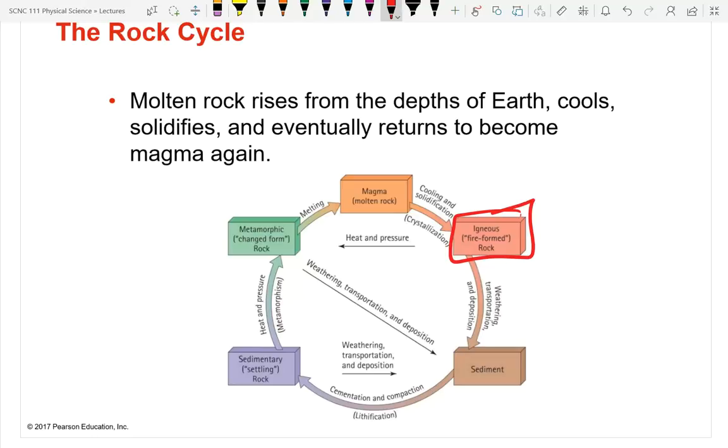Then transportation. On Earth, that transportation is often going to be either water-induced or air-induced. Right? Air will blow stuff, water will transport stuff. But it can also be done by wildlife. Animals can transport, humans can transport as well. And then you have deposition, where the transportation stops and it starts building up.